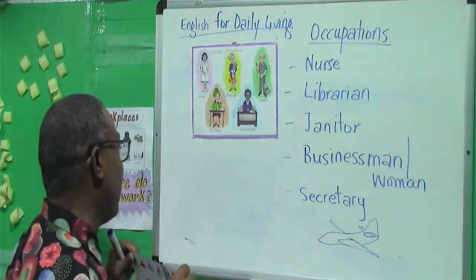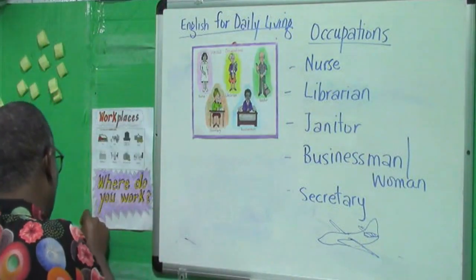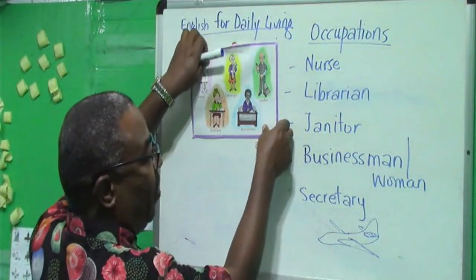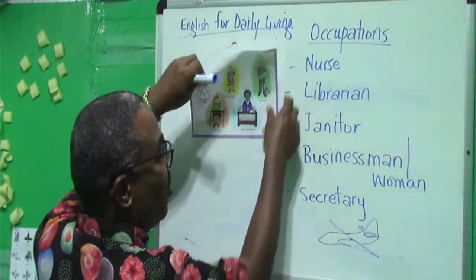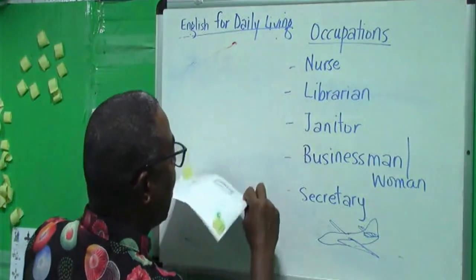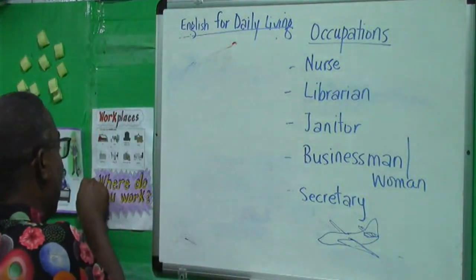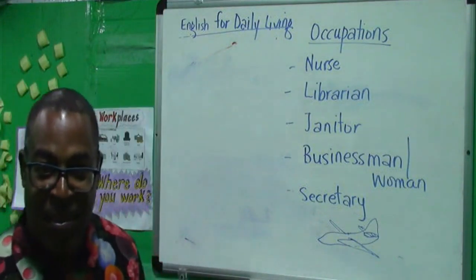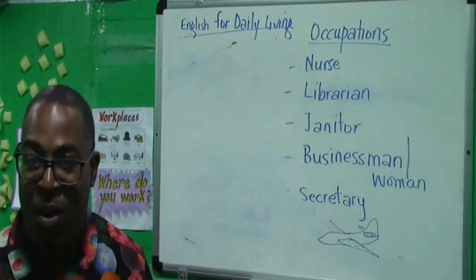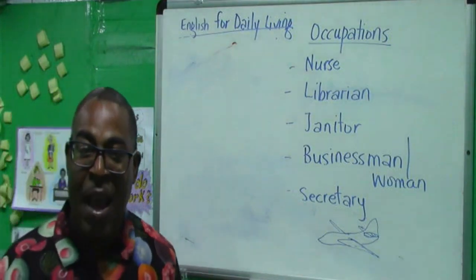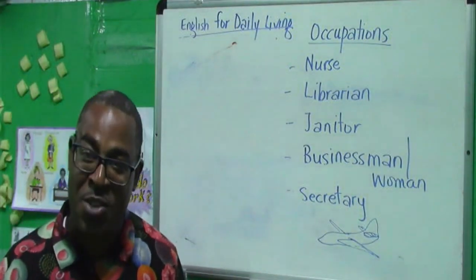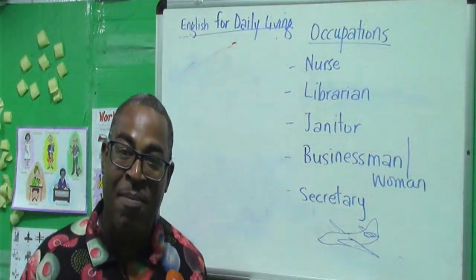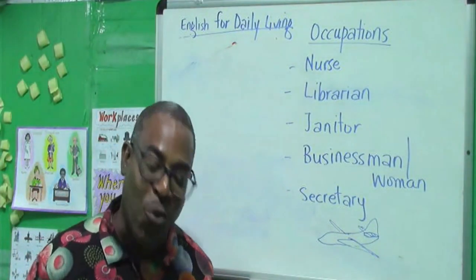So I'm going to ask you a question. What do you do? What do you do for work? Where do you work? What is your occupation? What's your job? Talking about your job. And I am a curriculum officer. I was formerly a teacher. I'm still a teacher. Here am I teaching. What about you?